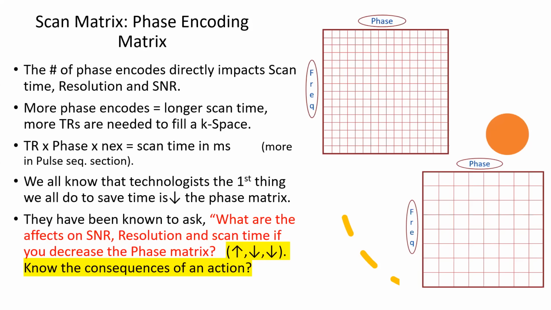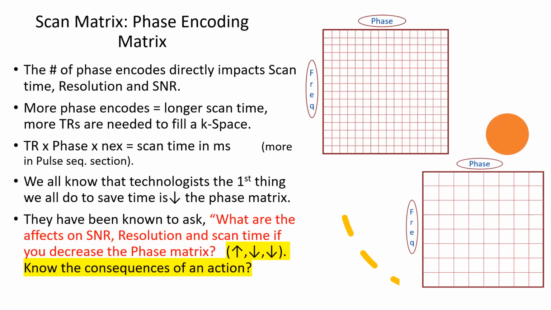So when we as technologists look at a scan time and go, oh, 5.5 minutes, I don't think so, Tim. What's the first thing you're going to do? If you're saying to yourself, I'm going to drop the phase matrix, yeah, you and every other tech on the planet is going to do that first. But what they are going to ask you is if you know what the consequences of your action will be. They have been known to say, what are the effects on signal to noise and resolution and scan time if you decrease the phase matrix? Do you know the consequences of your actions? And you have to know that, guys.